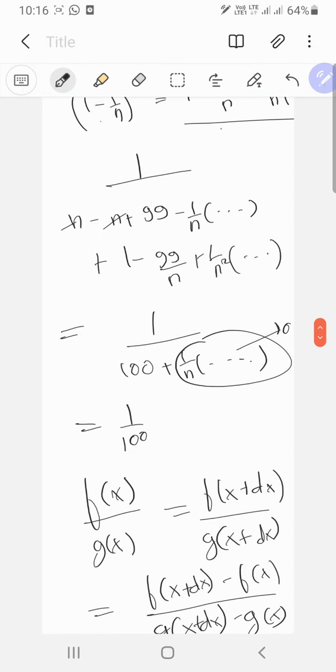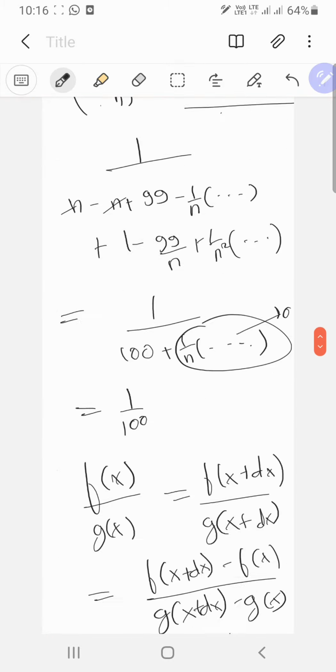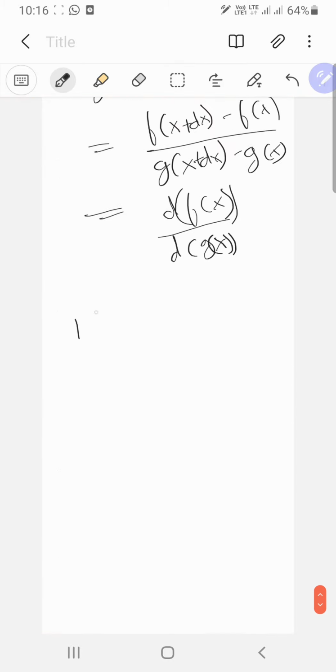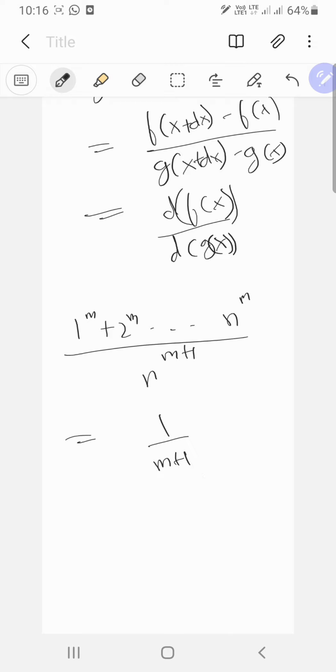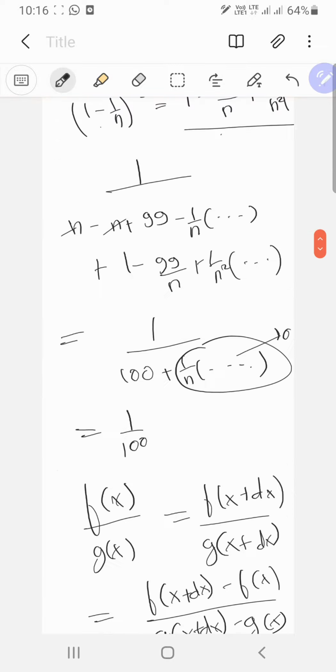And in fact, for any general value, say you have 1 power m plus 2 power m all the way till n power m upon n power m plus 1, this is just going to be 1 upon m plus 1, in the limit as n approaches infinity. You can try it out with some small values of m, say 1, 2, 3, and you will get this every time. So that's it. I will see you in the next video.